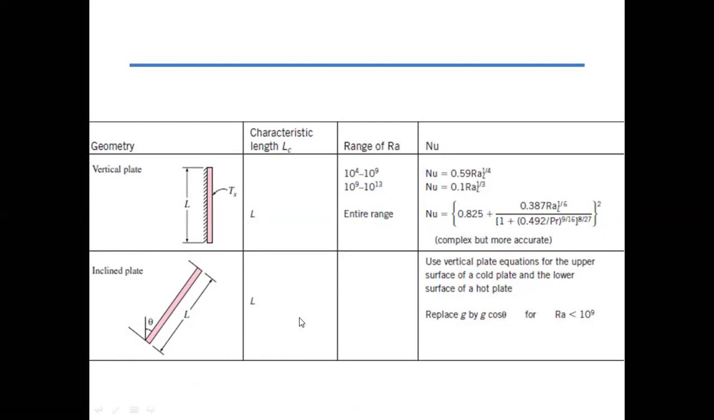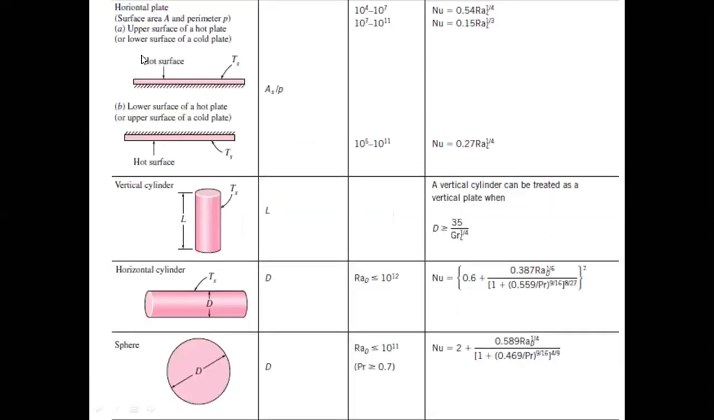Suppose there is an inclined wall. What it says here is you have to use the same equations as for the vertical surface, but while calculating the Grashof number, g has to be replaced by g cos theta, where theta is this angle. If you do that, you can make use of the same vertical surface equations. Like this, a lot of various equations are given here and summarized here. These equations are available in the data handbook.